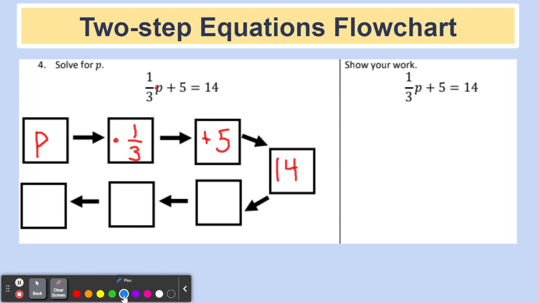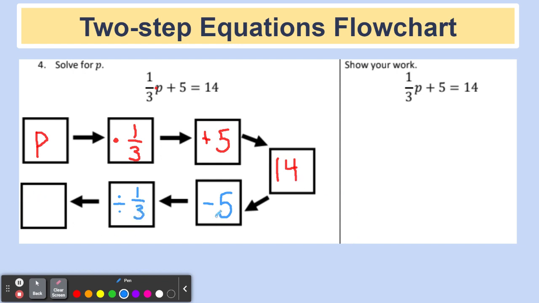Now we want to undo the operations that we saw to get p and solve for that, figure out what that equals. So what's the opposite of plus 5? We're going to go ahead and do minus 5 or subtract 5. What's the opposite of times 1/3? Well, the opposite of multiplication is division, so we will divide by 1/3. All right, so let's solve.